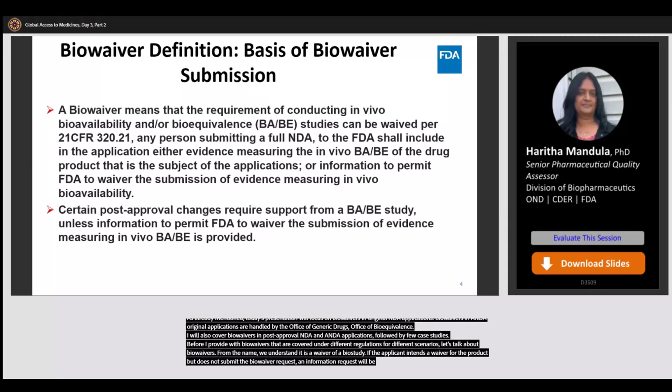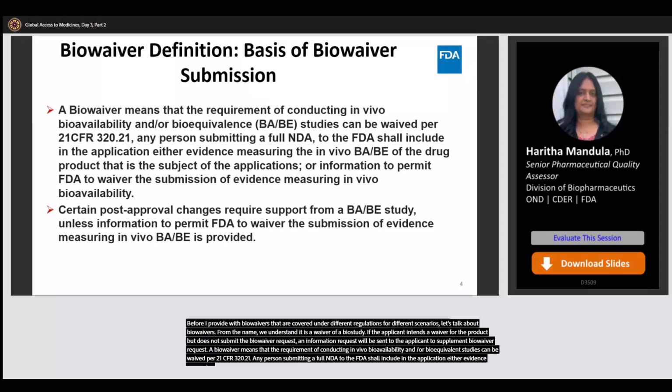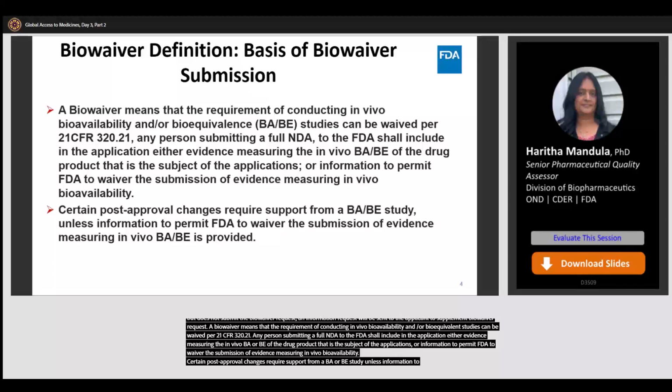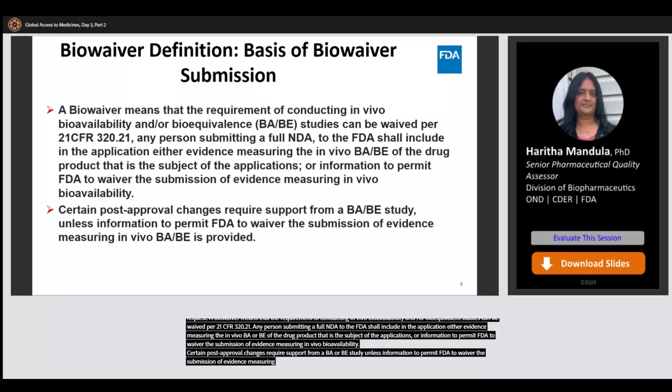A biowaiver means that the requirement of conducting in vivo bioavailability and/or bioequivalence studies can be waived per 21 CFR 320.21. Any person submitting a full NDA to the FDA shall include in the application either evidence measuring the in vivo BA or BE of the drug product that is the subject of the application, or information to permit FDA to waive the submission of evidence measuring in vivo bioavailability. Certain post-approval changes require support from a BA or BE study unless information to permit FDA to waive the submission of evidence measuring in vivo BA or BE is provided.